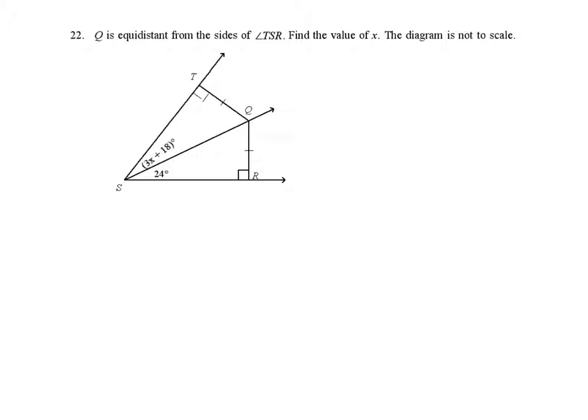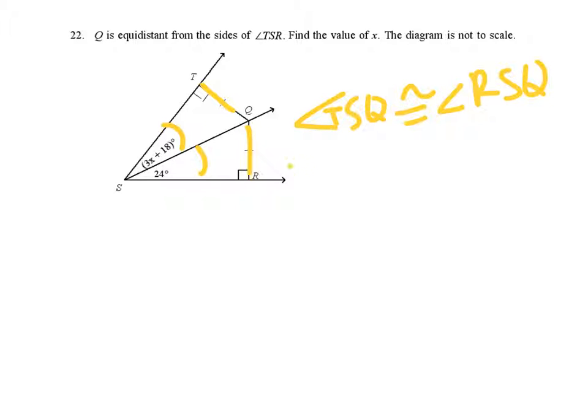22 says Q is equidistant from the sides of angle TSR. Find the value of X. So that tells me that because these two are congruent, these two angles are congruent. So I know angle TSQ is congruent to angle RSQ. Really what that means is 3x plus 18 equals 24.